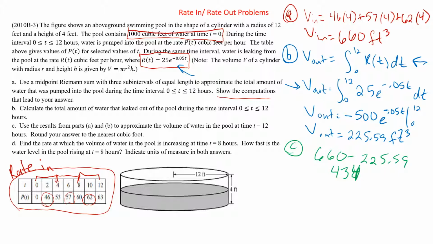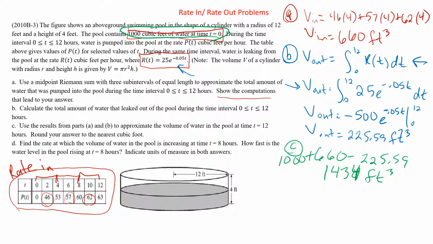But that's not the water in the pool. That would be the change in the water in the pool. Over those 12 hours between what we put in and what leaked out, we added 434 cubic feet of water. It's asking for what's the total amount of water in the pool at that time. Remember that we started with 1,000 cubic feet. So we have to go 1,000 plus that, which will equal 1,034 cubic feet of water.